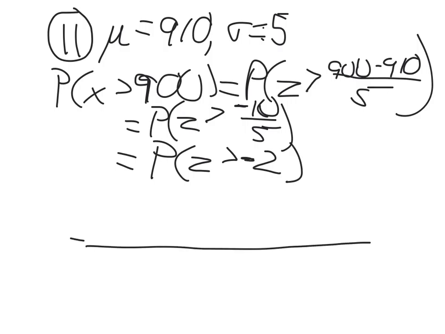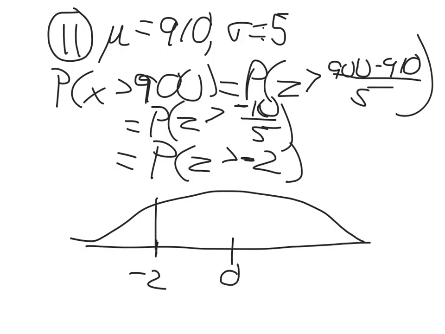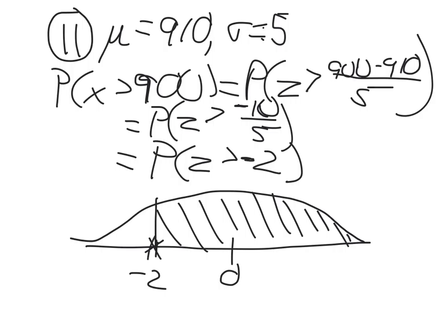So if you were going to draw a picture, there's 0, here's minus 2. That's everything to the right of minus 2. When you look up minus 2 in your table, that's giving you this part, and you don't want that. You want everything to the right of that. So what you're going to need to do is take that value that you got out of the table and take 1 minus that. Okay?